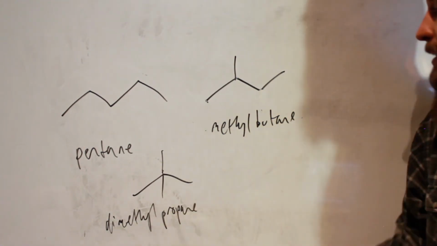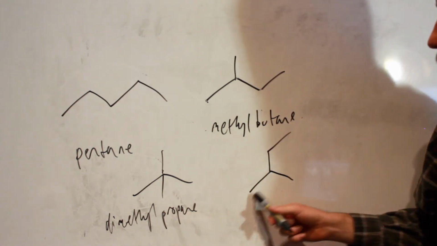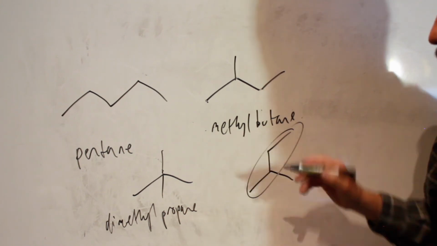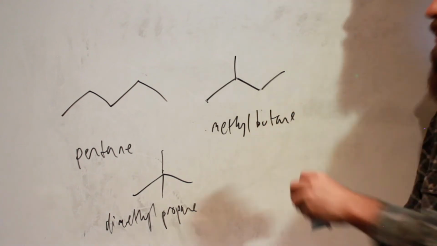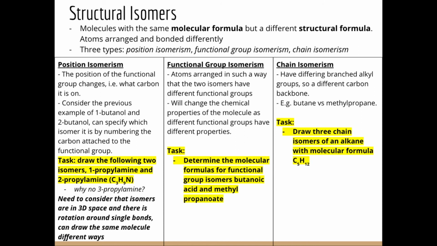What about if we had our propane and then we had the ethyl coming off that way? We'd have 1, 2, 3, 4. That would actually just be our methylbutane as opposed to an ethyl propane. Methylbutane would be the name because of the rules we discussed. We always have to find the longest parent chain. So our three types of structural isomers: position, functional group, and chain.